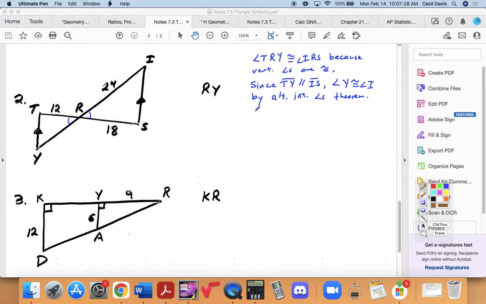So now I can say that triangle TRY is similar. Well, let me mark these angles. We said angle Y is congruent to angle I. When I name the second one, how do I have to name it if I name the first one TRY? SRI. We got to match up the matching pieces. T didn't have any marks on it, nor did S. So those two go together. So that's by angle-angle similarity.